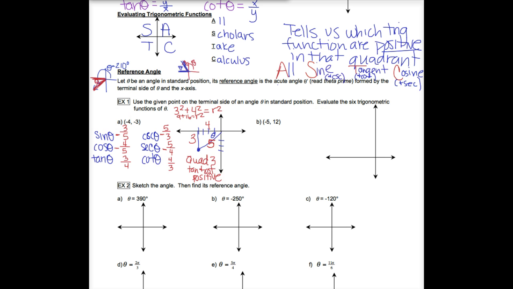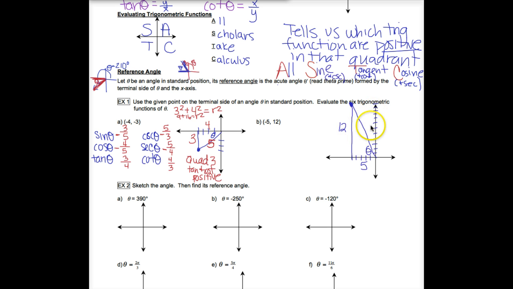All right, let's try another one here. So negative 5, 12. So left 5, up 12. Here's my negative 5, 12. It's hard for me to connect, so excuse what's probably going to be a squiggly line. There we go. Remember, we always connect to the x-axis. So there we go. Here is my theta. I know that this is 5. I know that this is 12.